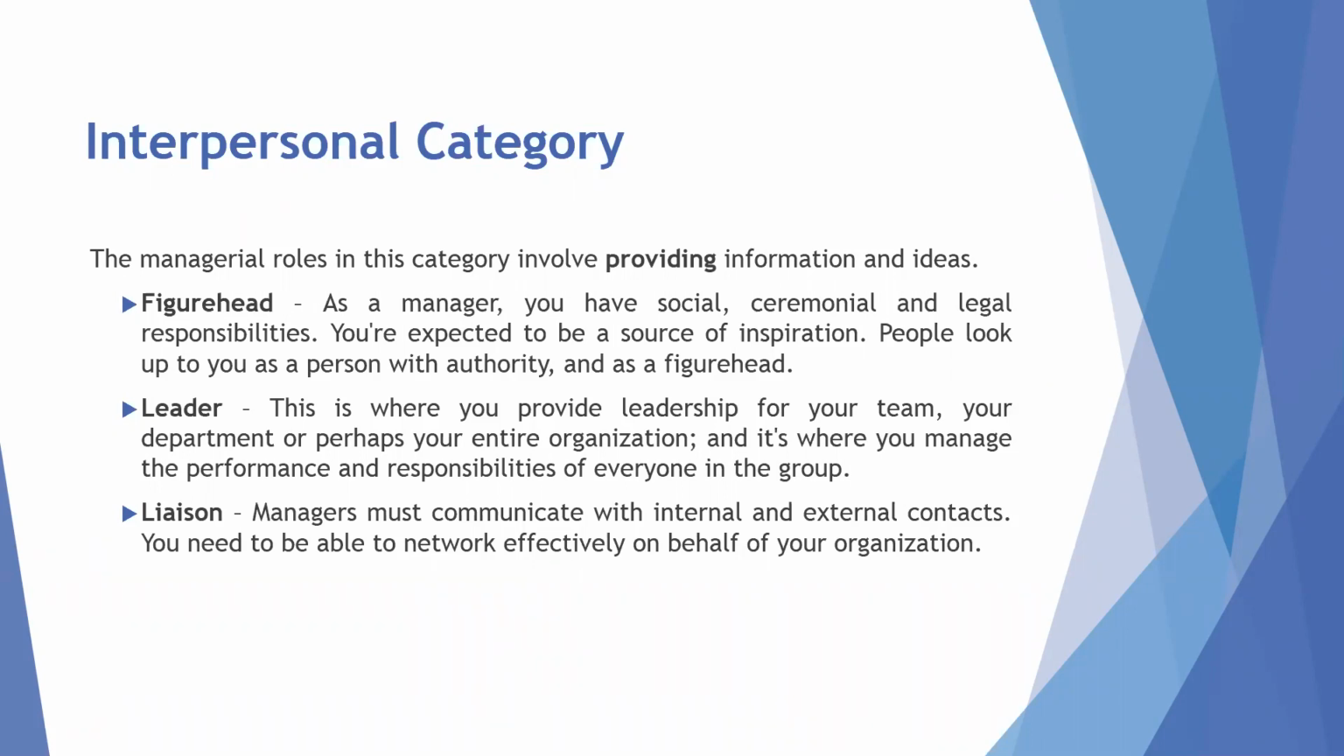And liaison. Liaison is something where managers must communicate with internal and external contacts. You need to be able to network effectively on behalf of your organization. Liaison is a characteristic which some high authorities or management people have. That means you have to have better communication in order to negotiate things. If you are running a business, you have vendors, suppliers, customers, competitors, stakeholders, shareholders, and loan providers. So there is a way you want to communicate with each other. The liaison people understand how to communicate with each other and keep things on the right track. So this is the type of liaison.